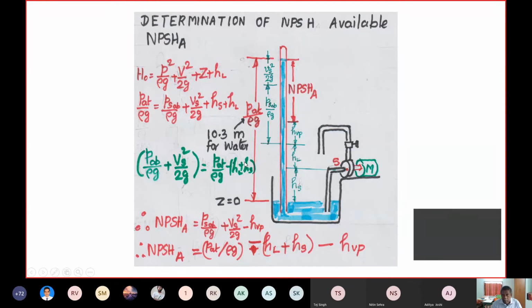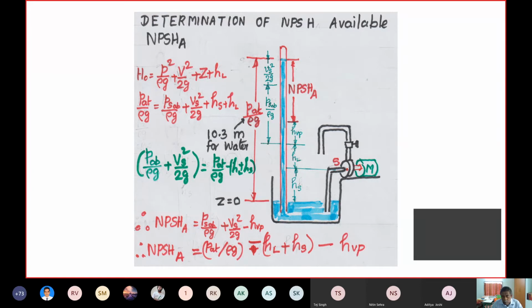Now, determination of NPSH available. You have a pumping setup, with the suction point S indicated in the pump. A motor is there to drive the pump, and a valve is there. If you switch on, the pump will be working. The suction head is HS. I have shown a barometer, a water barometer. In a water barometer, the liquid may go up to a height of 10.3 meters of water column. That is the atmospheric pressure head. It is a long column, 10 meters means more than 30 feet.